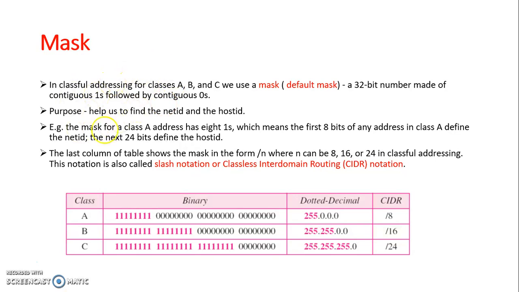In this example, the mask for a class A address has 8 ones, which means the first 8 bits in class A define the net ID and the remaining 24 bits are for the host ID. Likewise for class B, the first 16 bits identify the net ID and the next 16 bits identify the host ID. In the last column, we have numbers represented with a slash. This representation is known as CIDR, classless inter-domain routing. It is used to identify the subnet IP address in case of masking. We'll discuss CIDR in more detail in my next lecture.